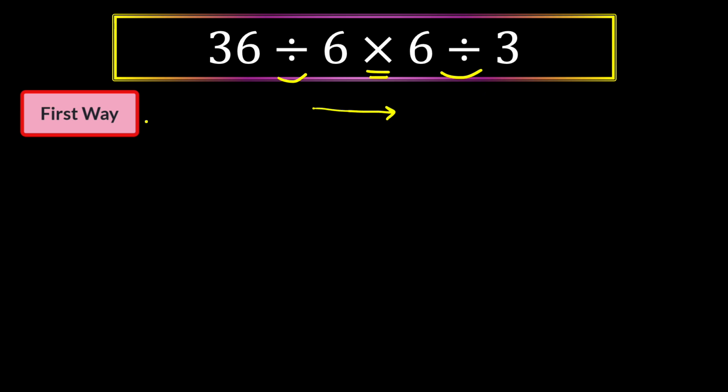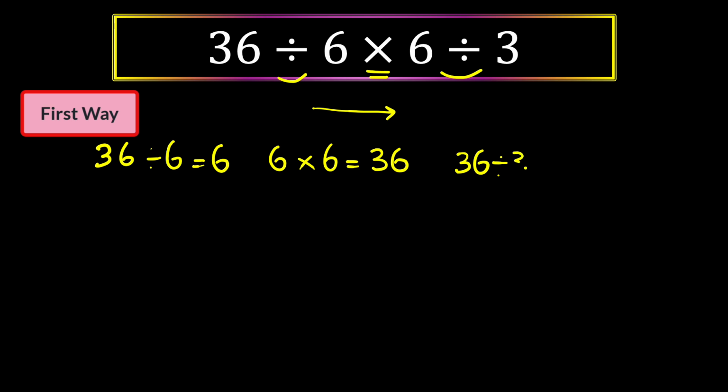So here we start by dividing 36 by 6, which is equal to 6. And then 6 times 6 equals 36. And finally, 36 divided by 3 is 12, which is our final answer.